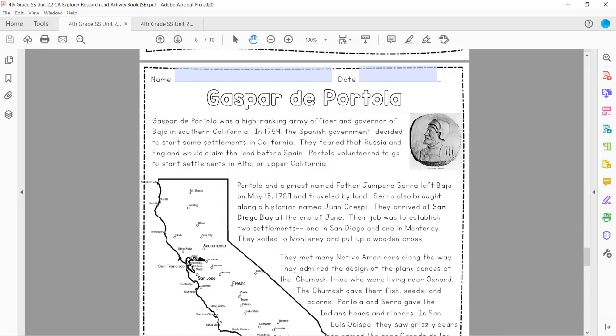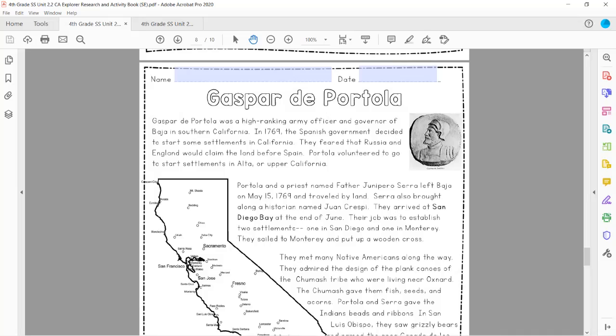Our next explorer's name is Gaspar de Portola. Gaspar de Portola was a high-ranking army officer and governor of Baja in Southern California. In 1769, the Spanish government decided to start some settlements in California. They feared that Russia and England would claim the land before Spain. Portola volunteered to go and start settlements in Alta or Upper California.